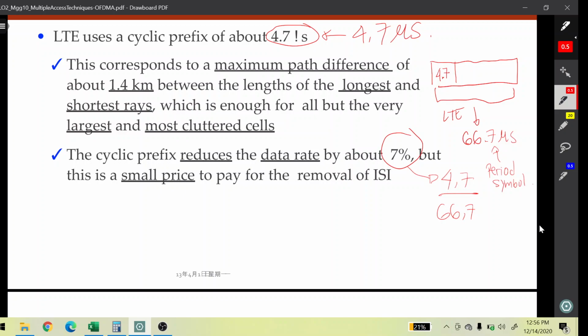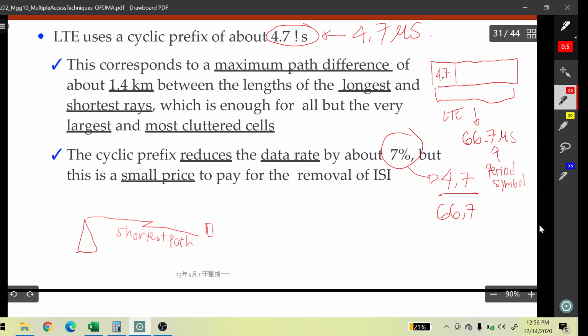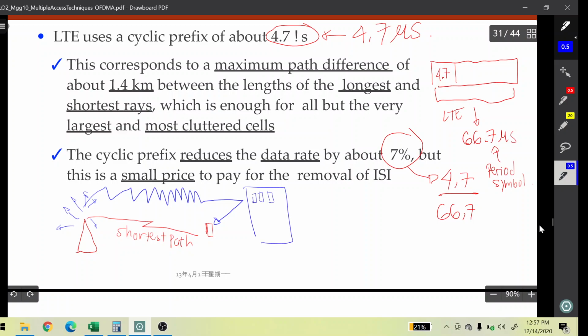Now, let's summarize this concept about multipath in LTE. There is a base station communicating to a user over here. This one is the shortest path. Because the signal is sent everywhere, let's say there is a building over here. Now, this is the longest path.